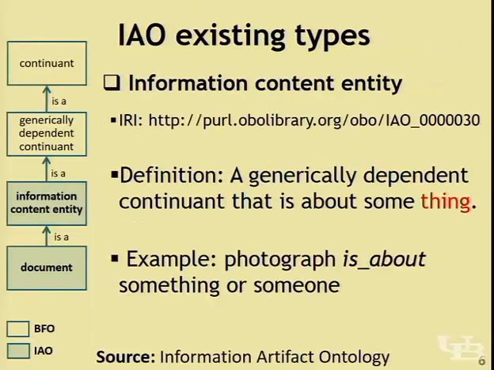Then I saw that they have, for example, the information content entity. Many of you cited this here today, and it was good because you cited some subtypes of information content entities that could help me to explain this. But an information content entity is a generically dependent continuant that is about something. For example, they just exist if something exists previously. A photograph is about something or someone. My photograph is about me. My photograph just exists because I exist.